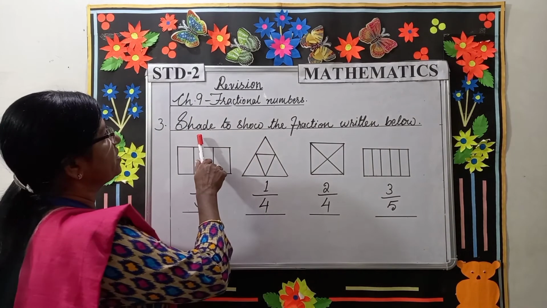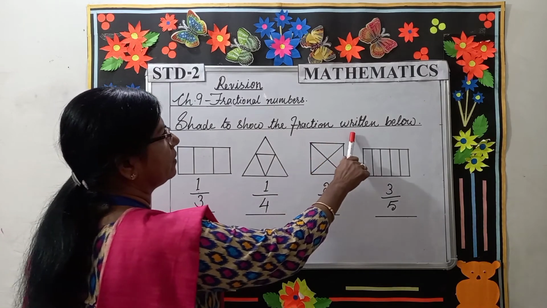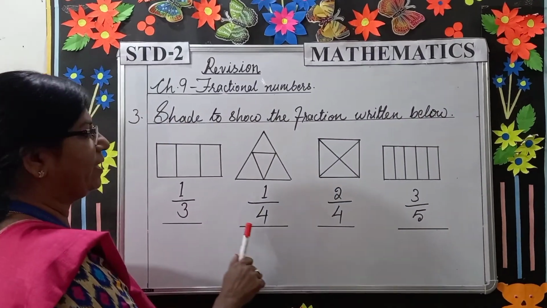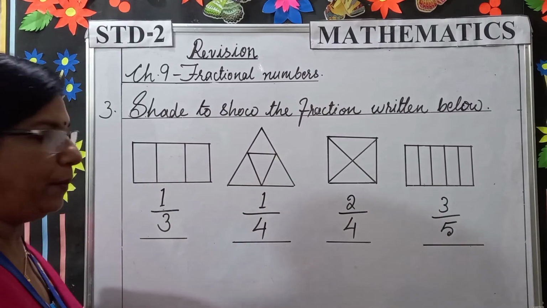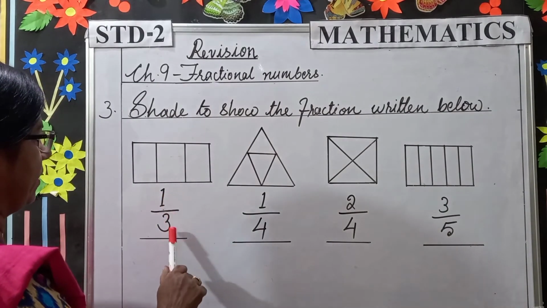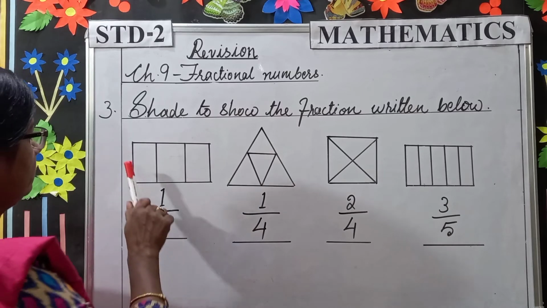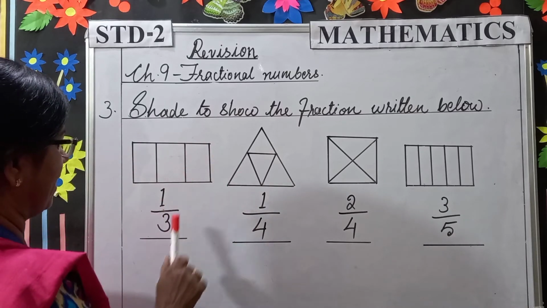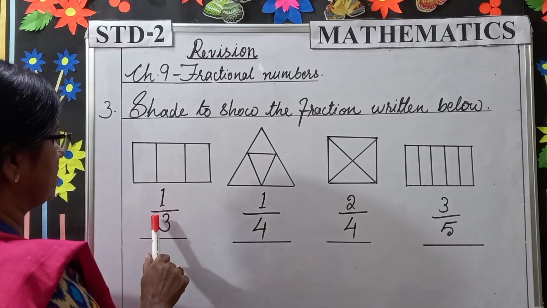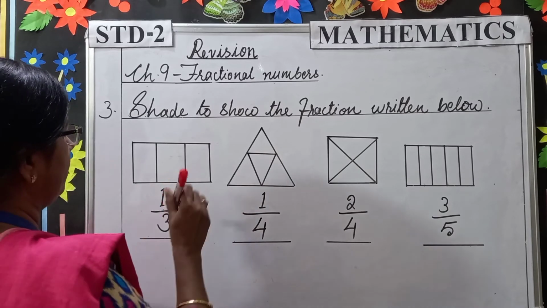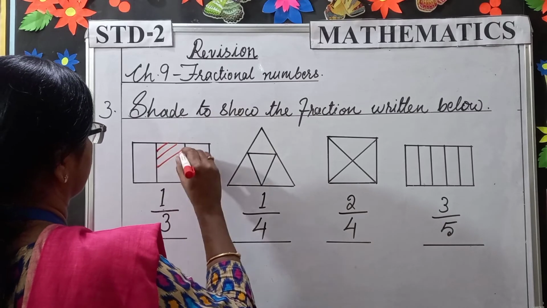Question number 3. Shade to show the fraction written below. Here fractional numbers are written below. You have to shade according to the number. Here it is given 1 by 3. How to do, children? The whole is 3 portions, that is 3. Now you have to shade the number which is above the line. So 1 I have to shade. Let's do.